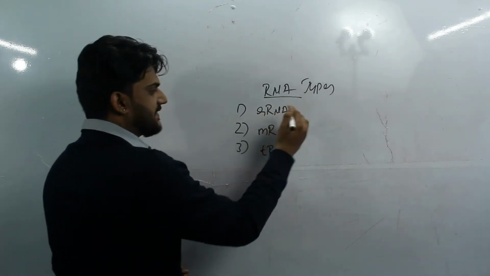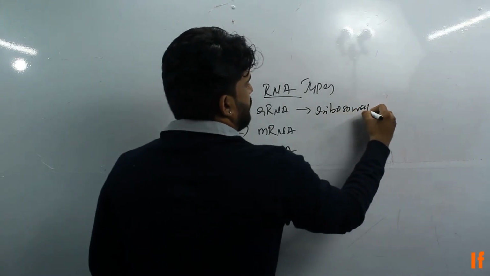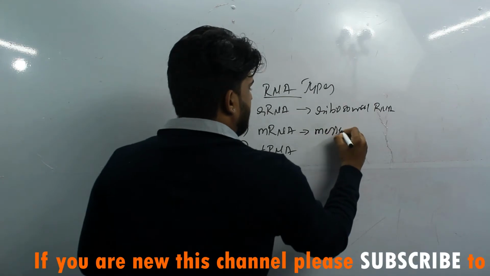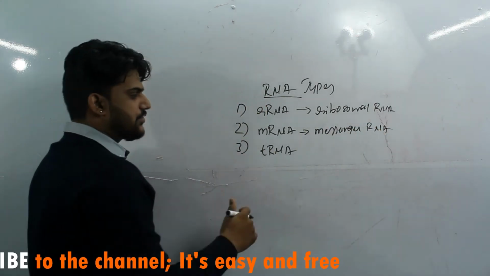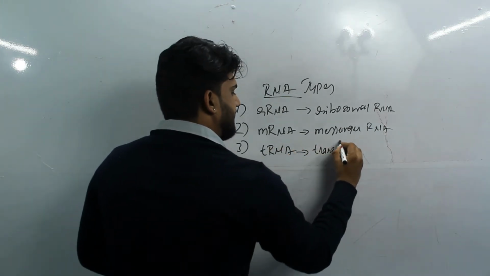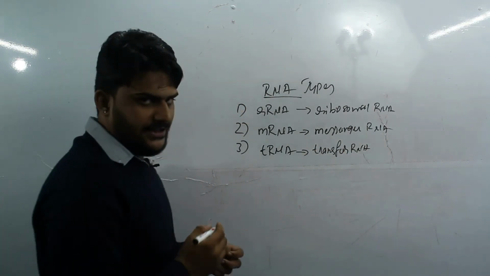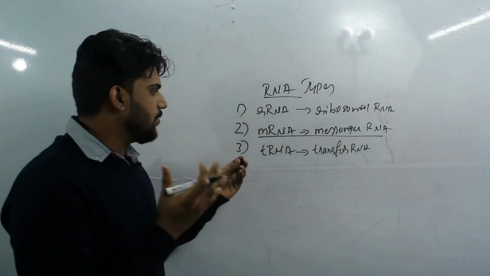So then what are these things? This is ribosomal RNA, and this is messenger RNA, which we are going to study today, and this is transfer RNA, which we are going to study in the next video. So today, as we are going to study the mRNA, we will move to the topic mRNA.